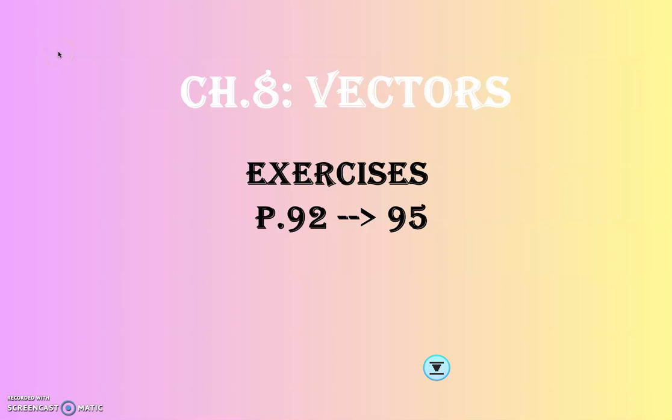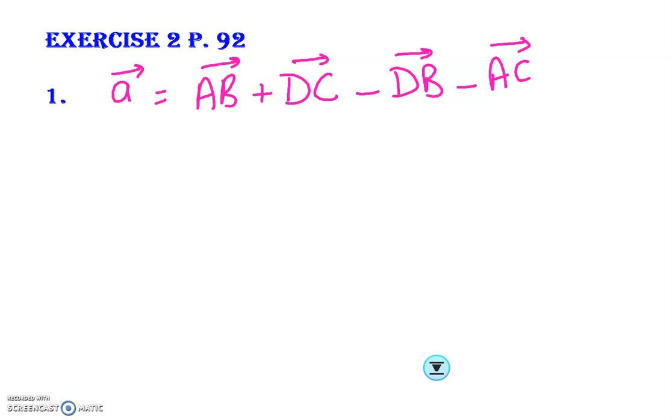In this video, I'm going to solve exercise 2, page 92 in chapter 8 about vectors. In exercise 2, the question is to simplify. So to simplify the following, first we should think about Chasles's relation. And to start with, first think of transforming every minus into a plus. How can we do this?